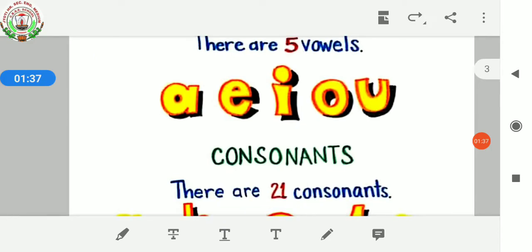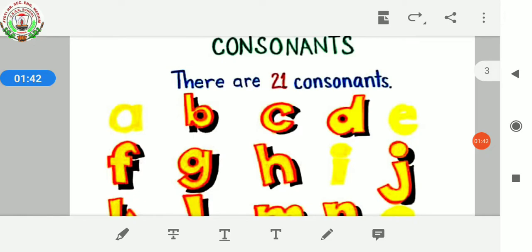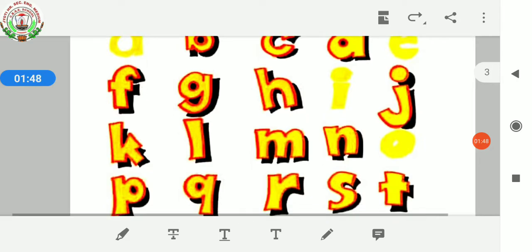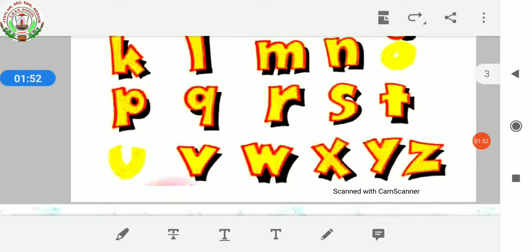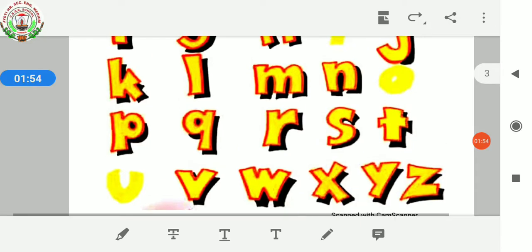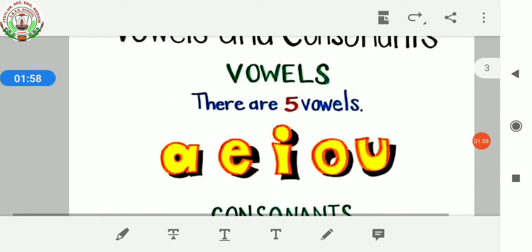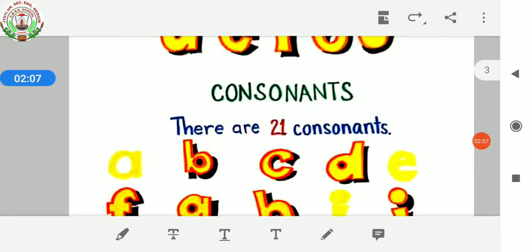And the rest 21 letters are consonants, like B, C, D, F, G, H, J, K, L, M, N, P, Q, R, S, T, V, W, X, Y, Z. So these are the consonants. So now you can understand that out of these 26 letters, 5 are vowels, that is A, E, I, O, U, and the rest 21 letters are consonants. Okay.